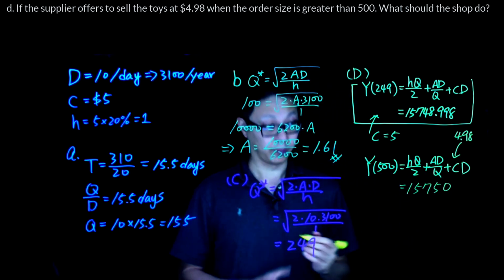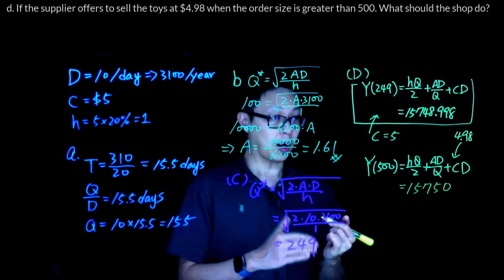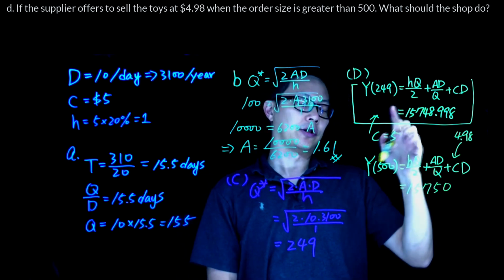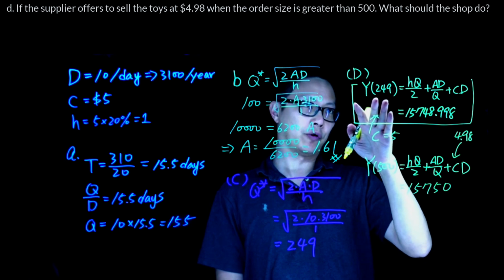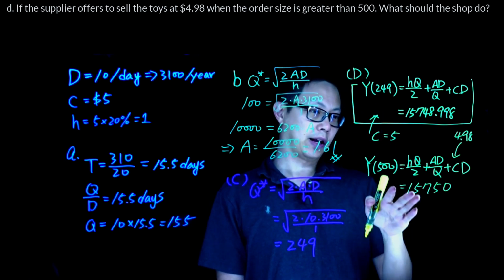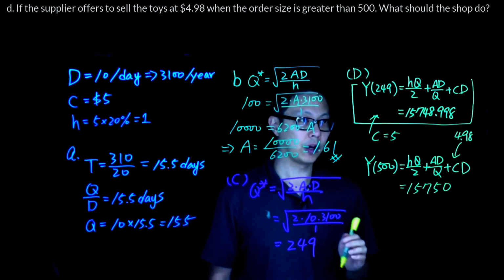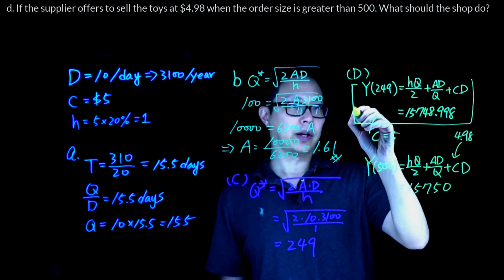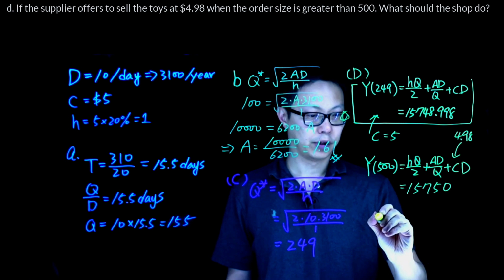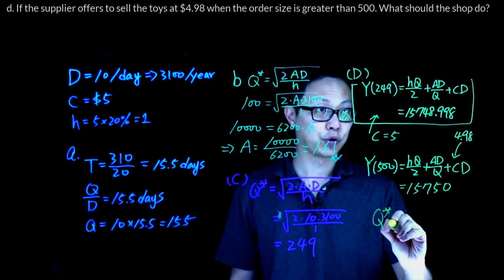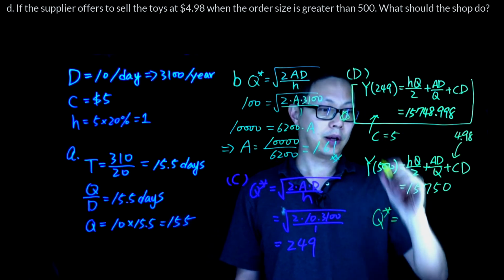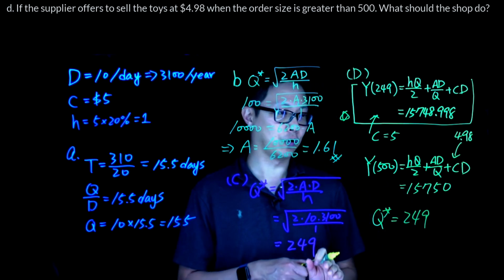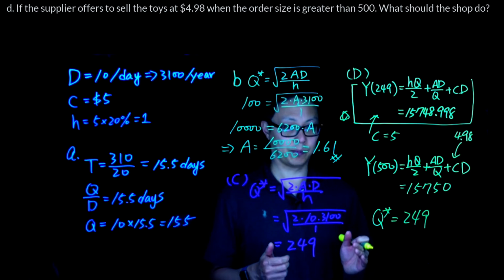If my calculation is correct, this one will be equal to 15,750. Okay? So at this point, we can compare the cost when we order 249 units and the cost when we order 500 units to see which one is lower. Clearly, this one is lower. So the optimal order quantity that we should choose would be 249. Okay, so we don't want to order 500 in order to get a price discount.